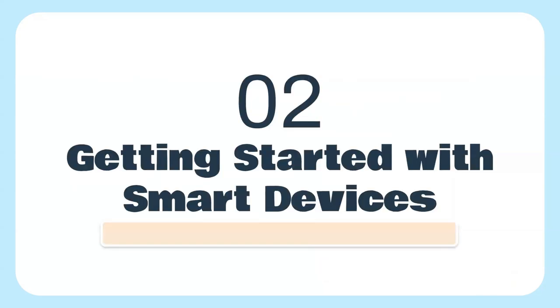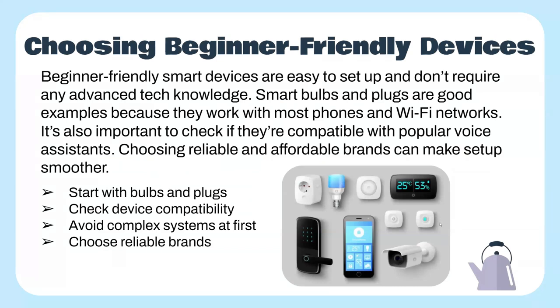So now let's talk about getting started with smart devices. What happens if you decide what smart device you want, but you need help setting it up? Choose beginner-friendly devices. Beginner-friendly smart devices are easy to set up and don't require any advanced technology. Smart bulbs, like I said, and smart plugs, which I have as well, are good examples because they work with most phones and Wi-Fi networks. It's also important to check if they're compatible with the popular voice assistants. Choosing reliable and affordable brands can make setup smoother.